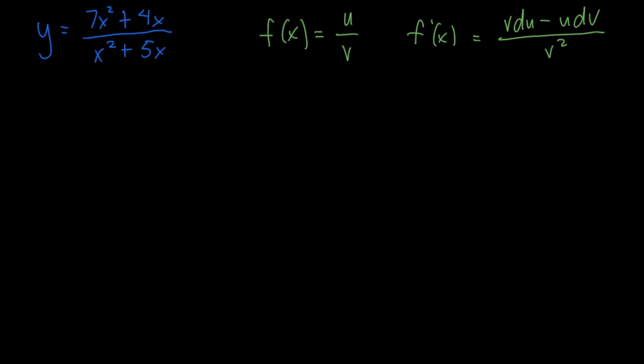So for today's video, we're going to solve a differential calculus problem that uses quotient rule. So we have the problem here. Y is equal to 7x squared plus 4x all over x squared plus 5x.